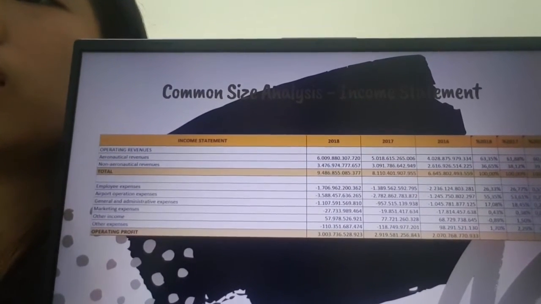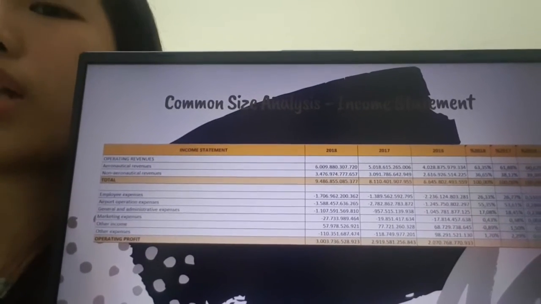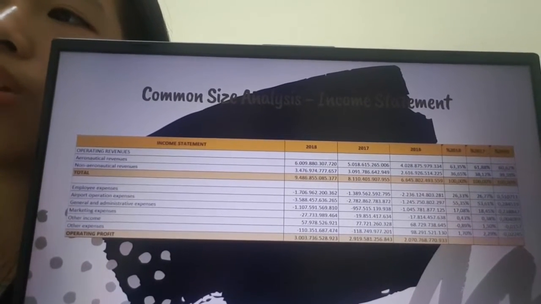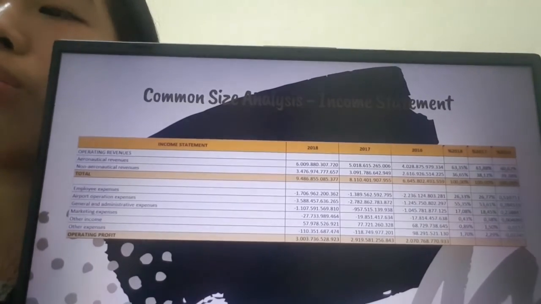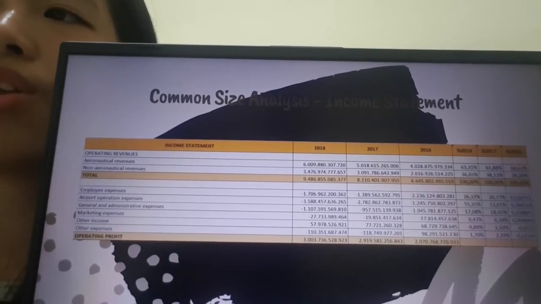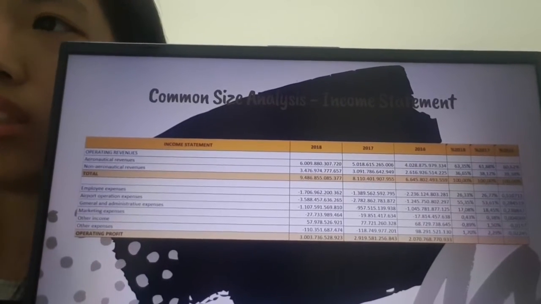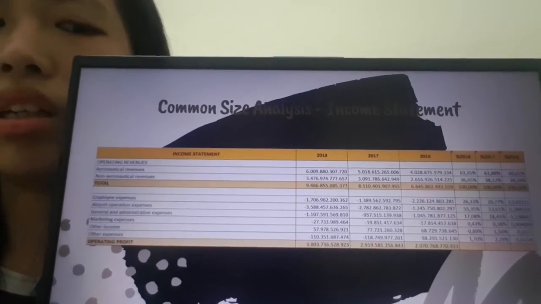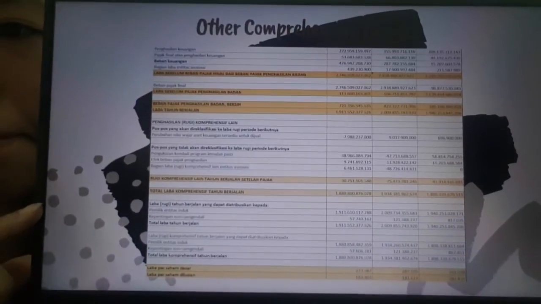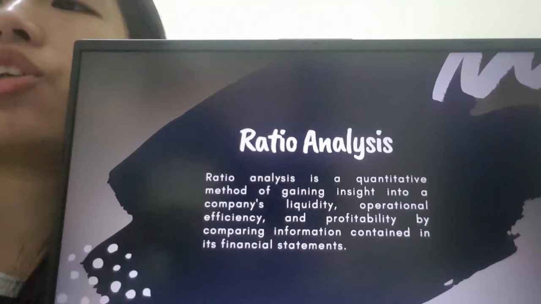So here's the last part of common size analysis, the income statement. We can see that the aeronautical revenue is increasing from 2016 to 2018, from 60% to 63%. And the non-aeronautical revenue is decreasing from 39% to 36%. And here's the data of other comprehensive income. Next, we move to the ratio analysis.